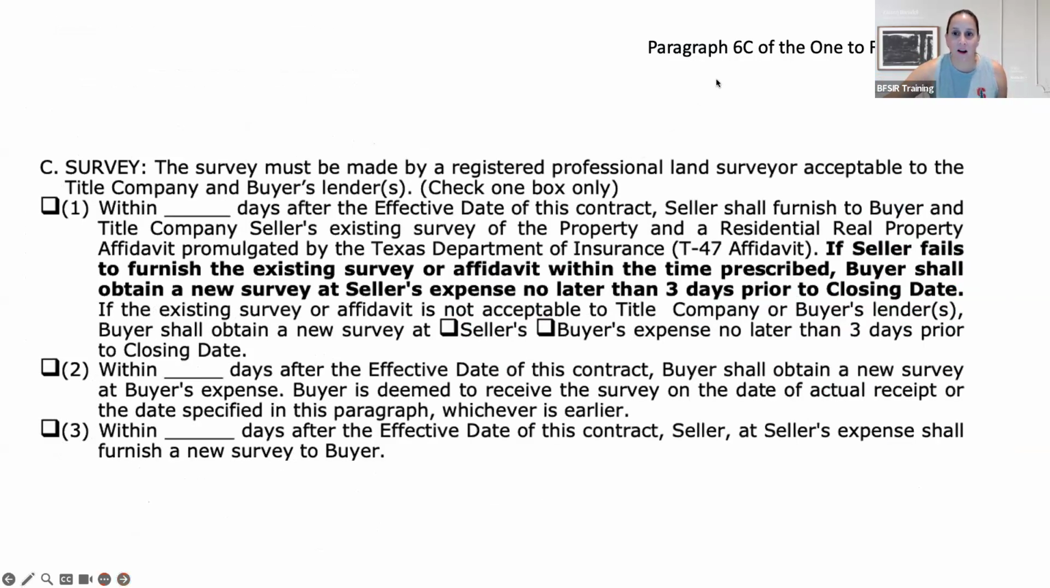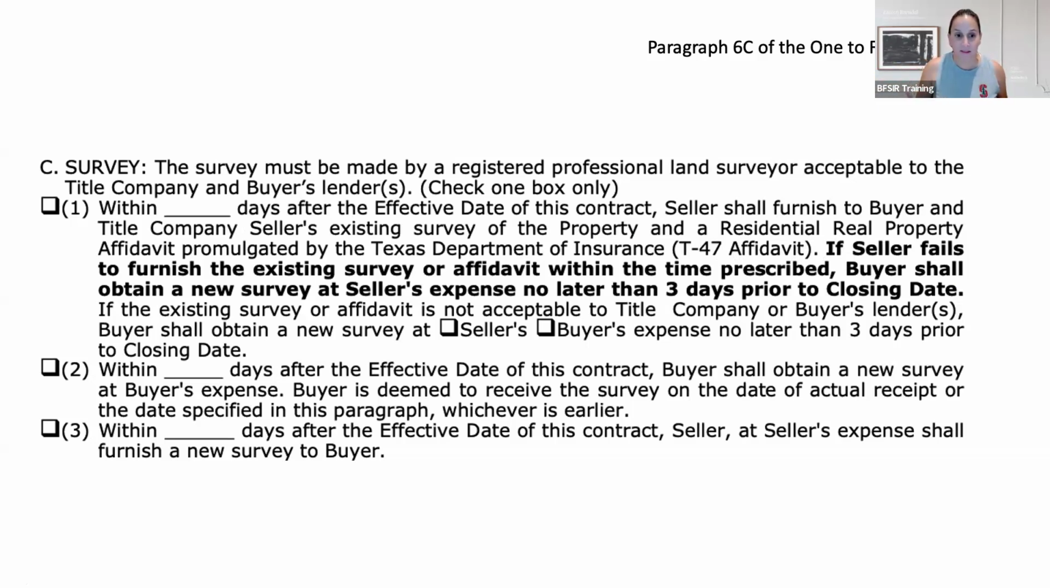Okay, so in the contract, paragraph 6C relates to the survey, and you have a few different choices. If there's an existing survey like the two I just showed you, you can say within blank days, 3, 2, 1, 5, whatever, seller shall furnish to buyer and title company their existing survey and a residential real property affidavit, the T47. So notice here in bold and conspicuous language, if seller fails to furnish the existing survey or affidavit within the time prescribed, buyer shall obtain a new survey at seller's expense. So it's automatic. If you haven't delivered that in time, the buyer's agent has the right to call the title company and say, order us a new survey and put it on the seller.